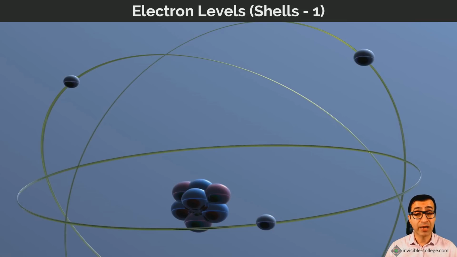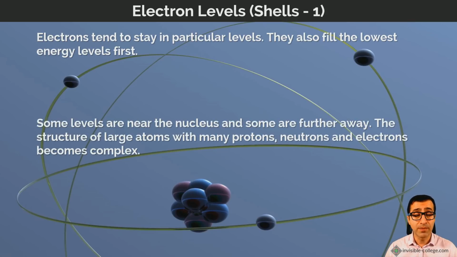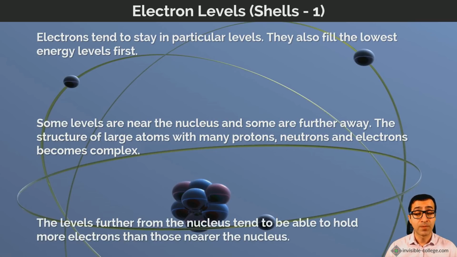And when an atom has no electrons at all, any electrons that atom gains will occupy the level of energy at the nearest distance to the nucleus, which we call the lowest level of energy, or the lowest shell, the lowest energy level. So some energy levels are near the nucleus and some are further away, and the structure of large atoms with many electrons, protons and neutrons becomes very complex. Now, the energy levels tend to hold more electrons the further away you go from the nucleus, and so the lowest energy levels will hold comparatively fewer electrons than the highest energy levels.